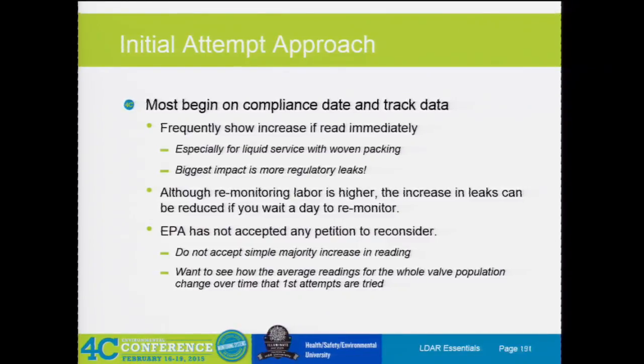Although remonitoring labor is higher, the increase in leaks can be reduced if you wait a day to remonitor. So I've stressed it many times today, and I think you guys finally are catching on. If you fix something, walk away for a little bit so that everything can get out of what's escaping out of the packing or whatever you might have torqued, and then come back and do it. Because you're going to be more likely not to have that leak again.